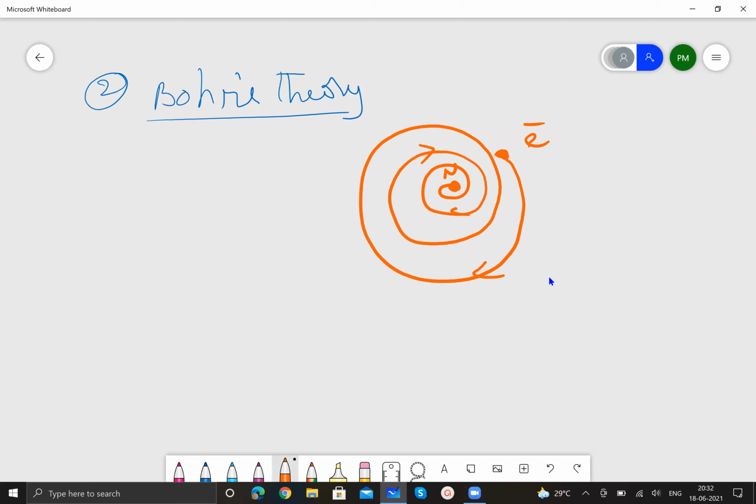Hence, Bohr suggested, Niels Bohr, B-O-H-R, Bohr suggested the stationary orbit model.